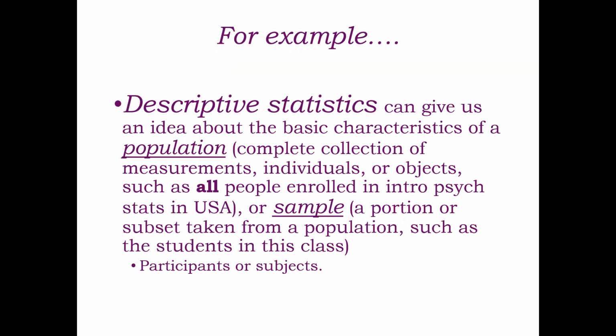So descriptive statistics can give us an idea about the basic characteristics of a population, okay, summarizing a population, which means everybody, the complete collection of measurements, individuals, or objects, such as all the people enrolled in intro psych stats in the United States, right? Or a sample, which is just a subset of a population, such as the students in this stats class, right? We refer to people as participants, mainly nowadays, but also subjects.